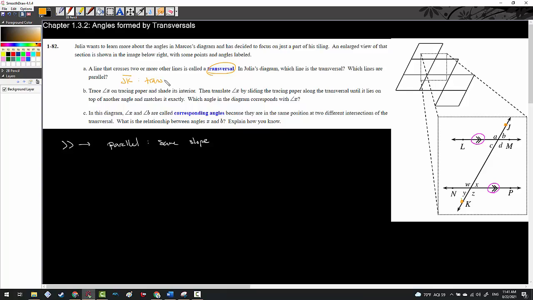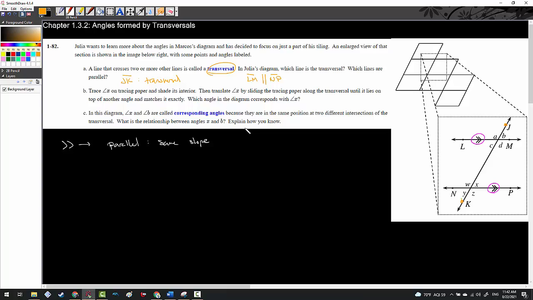Which lines are parallel? We can say that LM is parallel, this is the shorthand for parallel, to line NP. And there we go. That's how we define things being parallel, things being transversals.